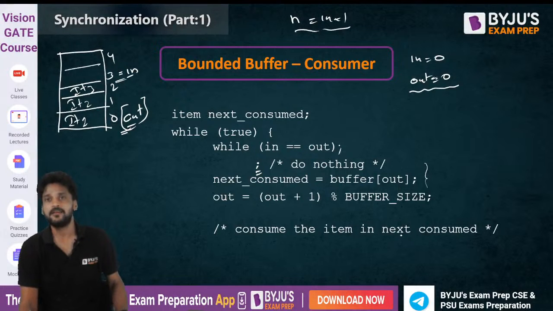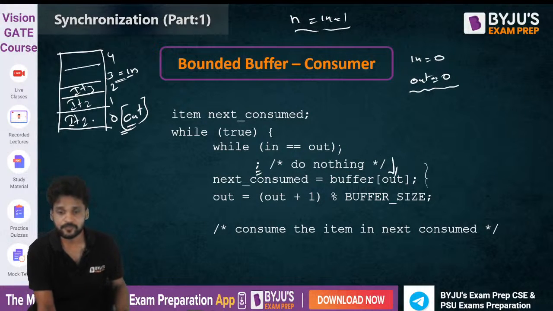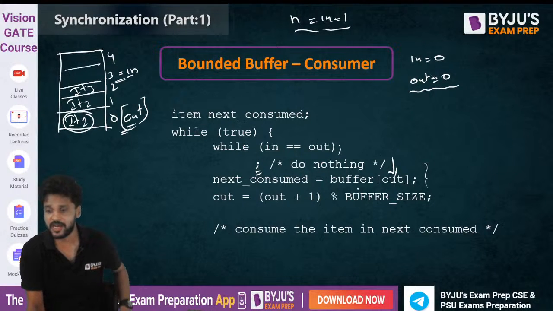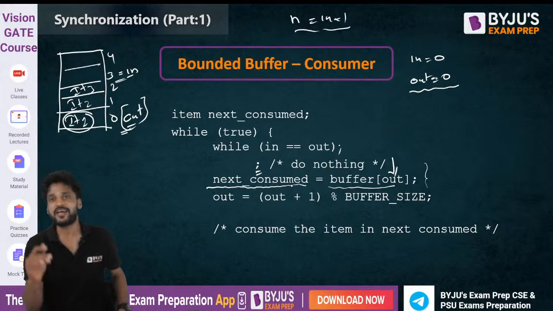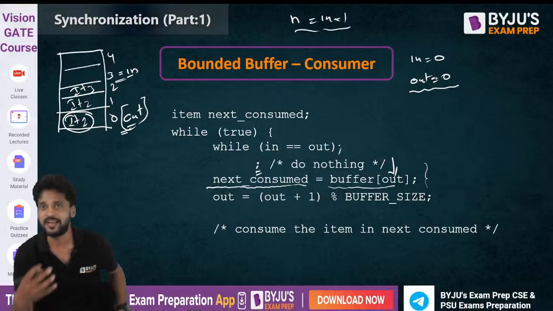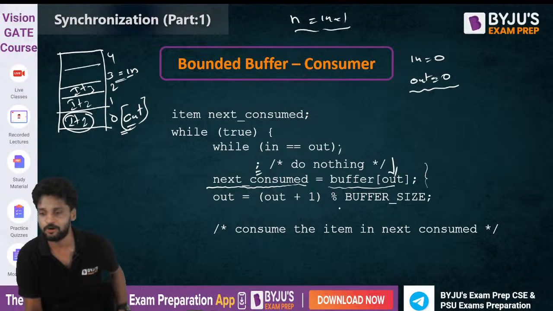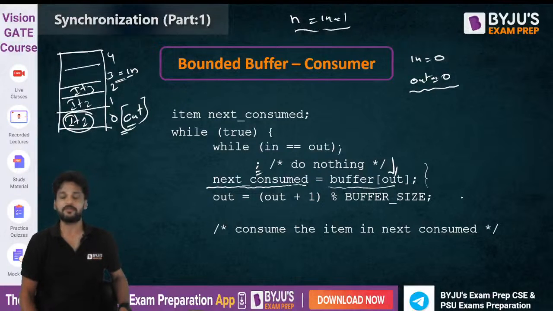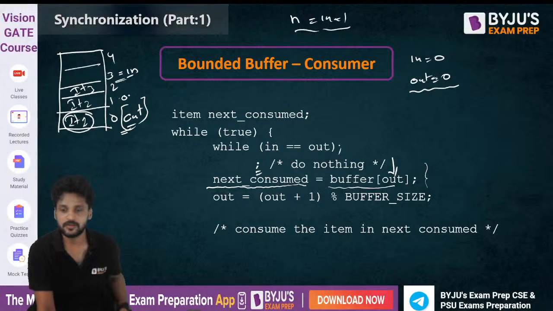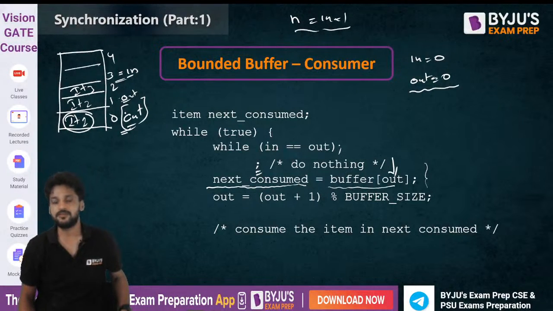I will consume from where out is pointing. Out is pointing at 0. From the location out is pointing, I will transfer the element to one variable which is called next consumed. I hope you got the point. This element from the out location, from the buffer, will get transferred to the next consumed. That means one item has been consumed. Then, being a consumer, I will update out. Out is equal to out plus 1 mod buffer size. So out will come here.